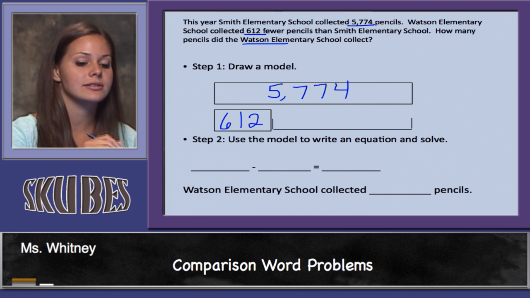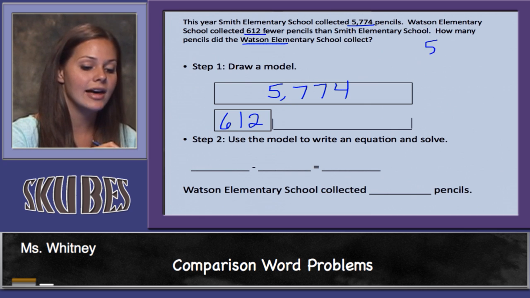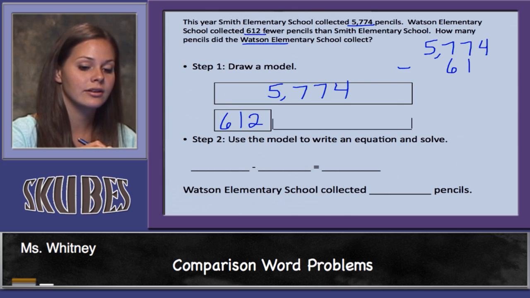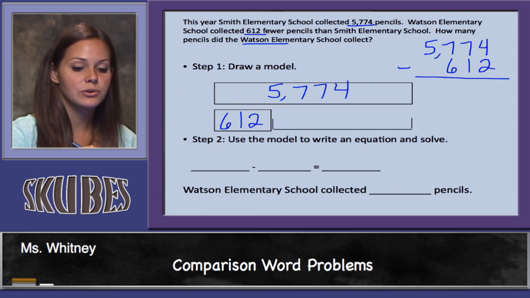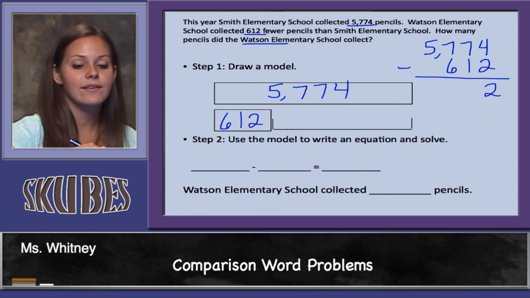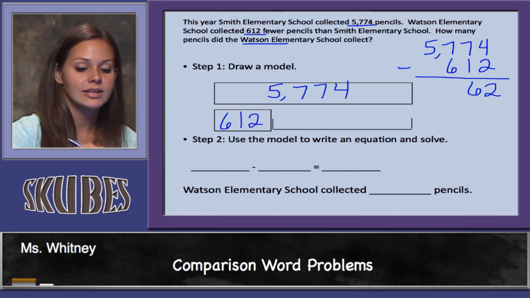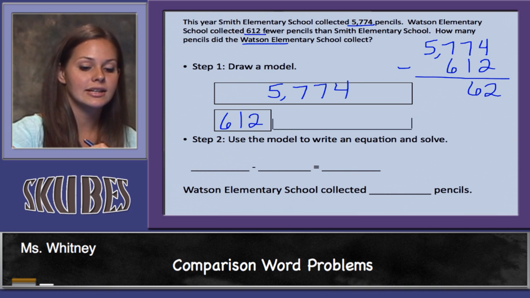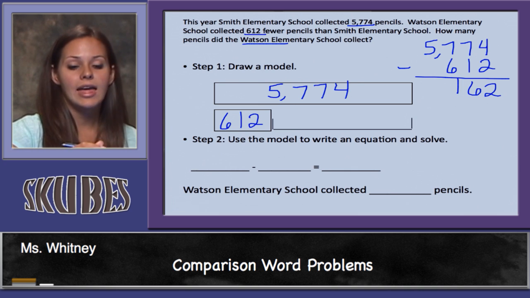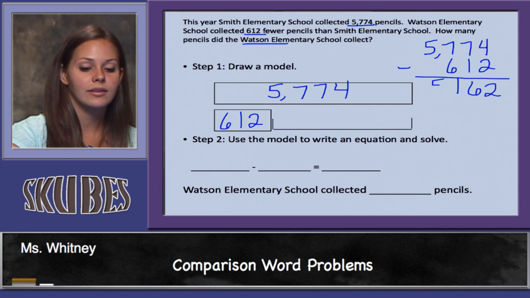Again, we need to subtract. We'll take 5,774 minus 612. 4 minus 2 is 2. 7 minus 1 is 6. 7 minus 6 is 1. And 5 minus 0 is 5.